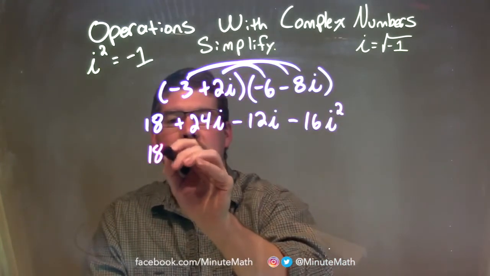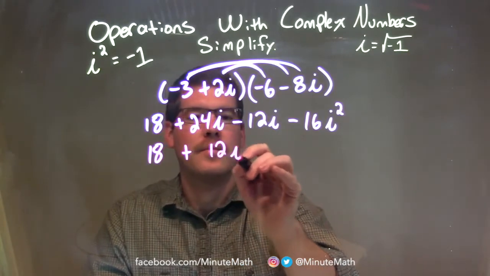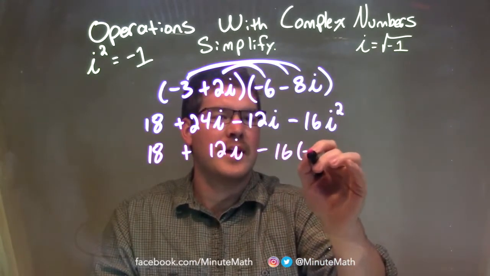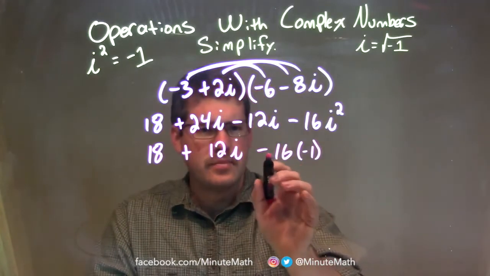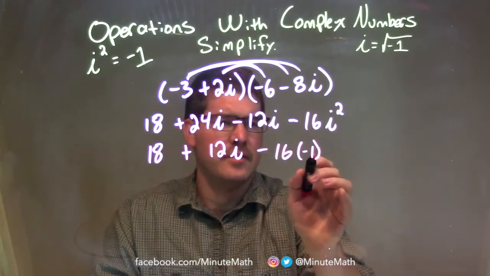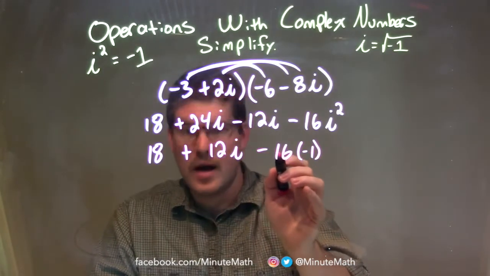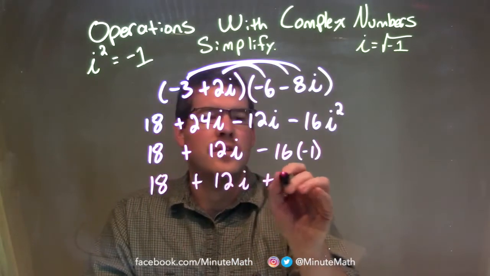12i. So we bring down the 18. 24i minus 12i is a positive 12i. And then here, the negative 16i squared becomes a negative 1. So negative 1 times 16 is a negative 16, we have not a negative, so it's positive. So we have 18 plus 12i plus 16.